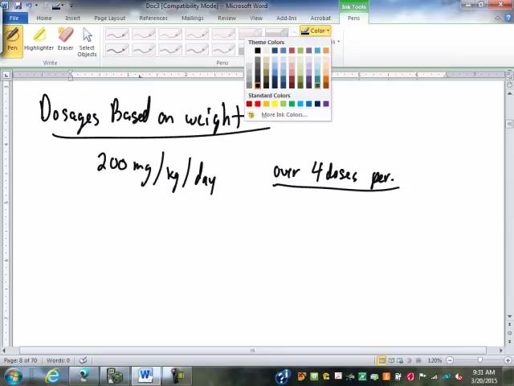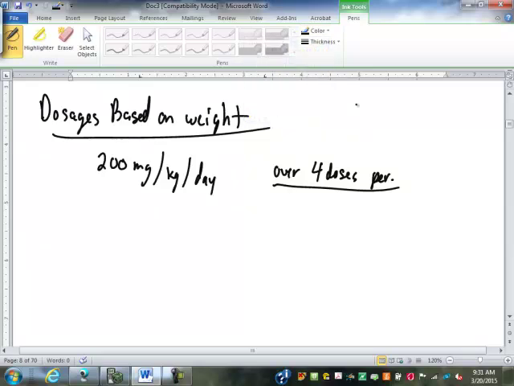So how much is going to be given per dose? If the bottle also says that this is concentrated as 25 milligrams per 2 milliliters, and our patient walks in the door with a weight of 154 pounds.